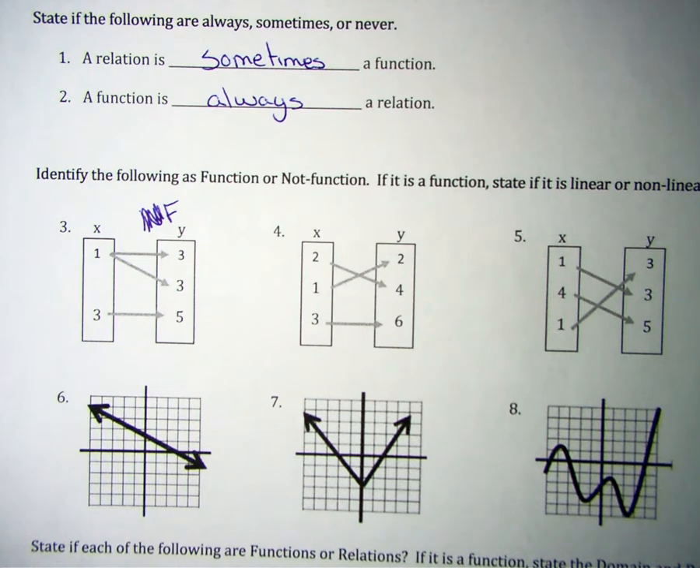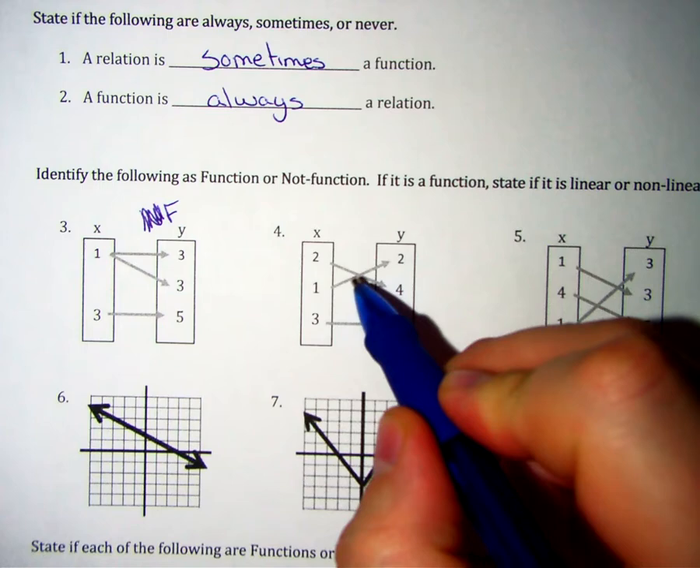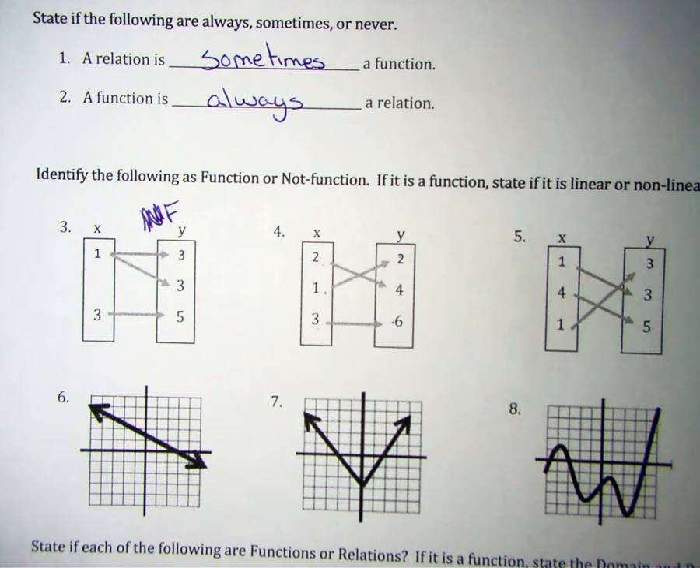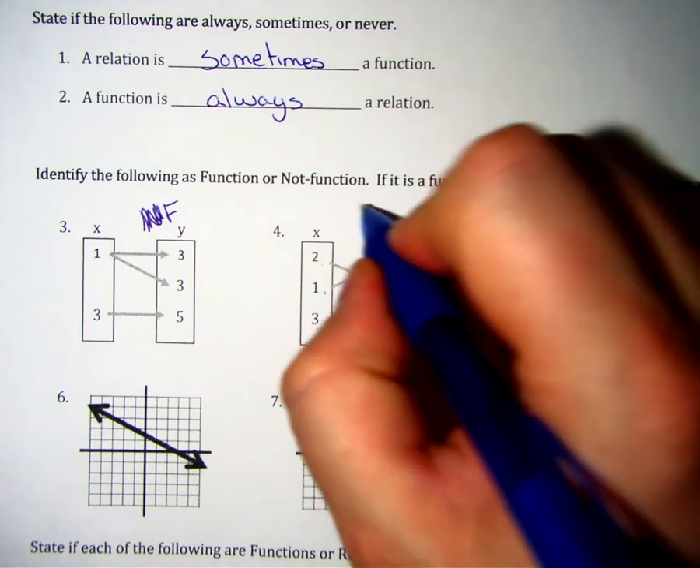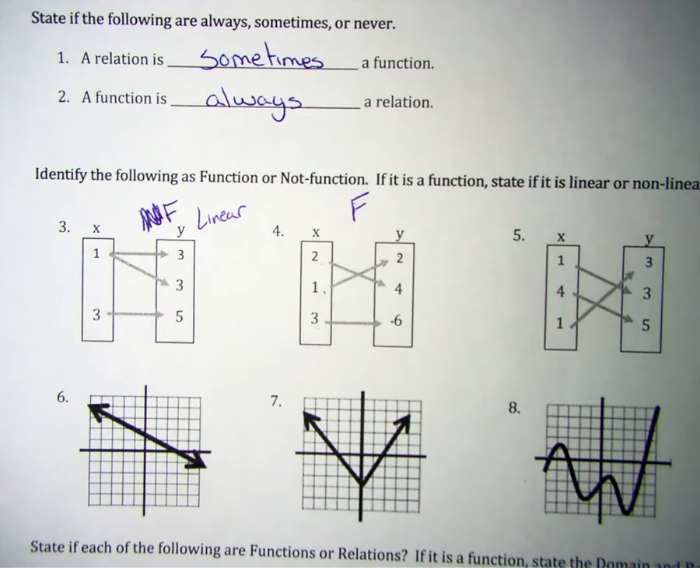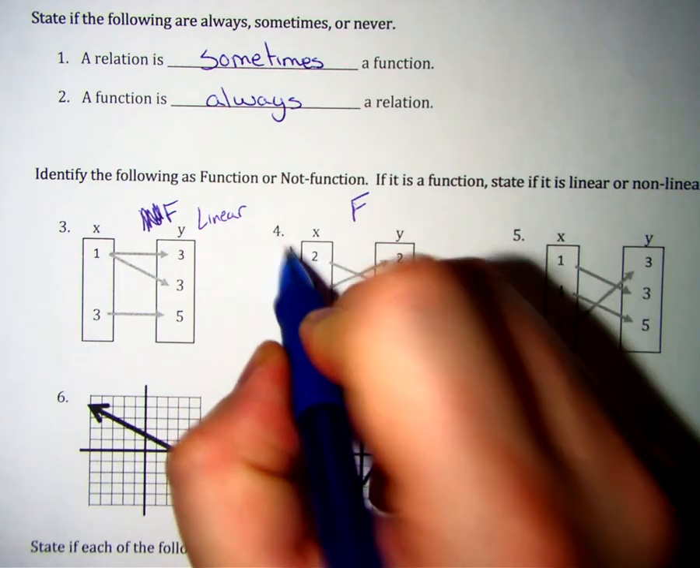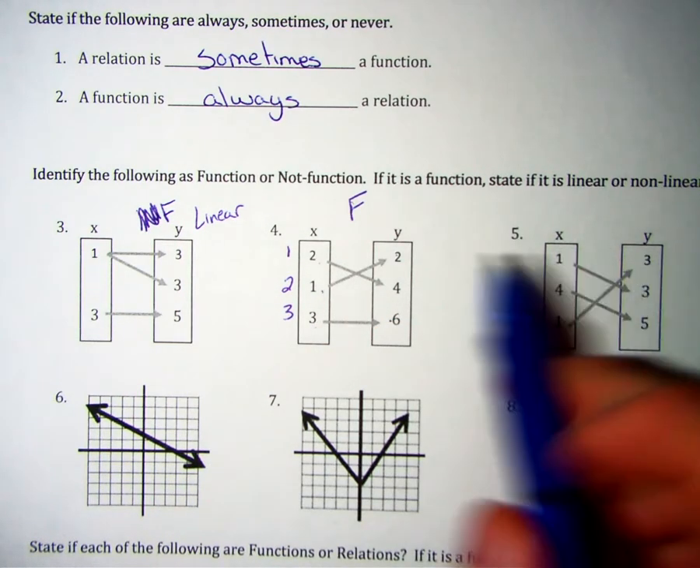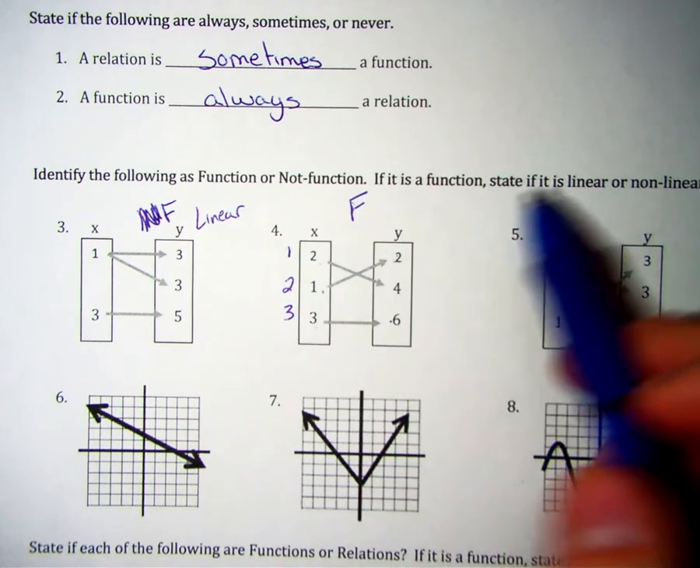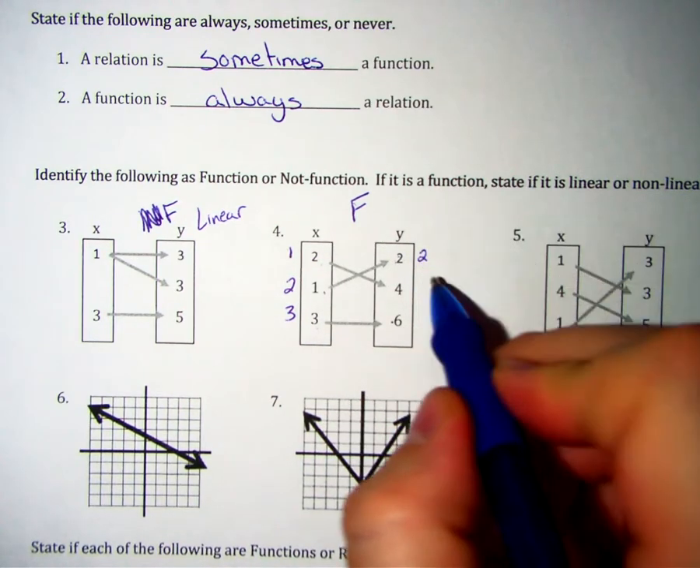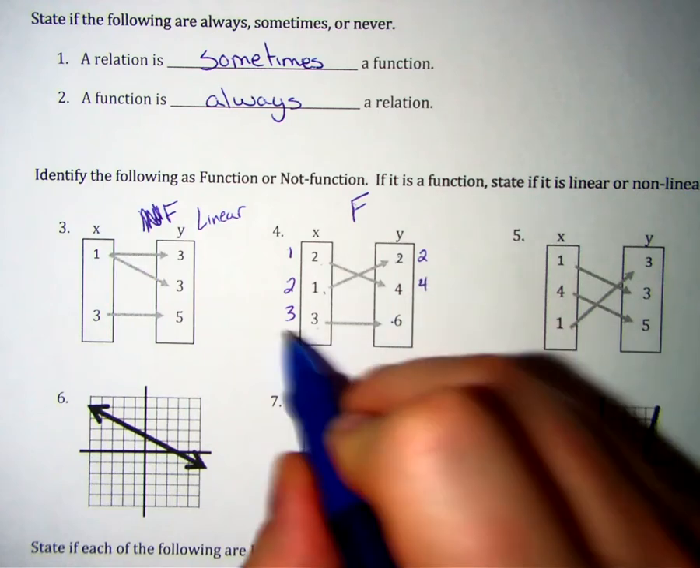Number 4, function or not function. Well, we end up with 1 in its own x value, 2 in its own x value, and 3 in its own x value. It's kind of hard to tell whether or not it's linear when my x values are not in numerical order. So I'm going to change them into numerical order. We end up with 1, 2, and 3. By changing them into numerical order, we need to make sure that the paired y value is still directly across. So I'm going to go ahead and write it just so that we see that they are. 2 is 4, 3 is 6.